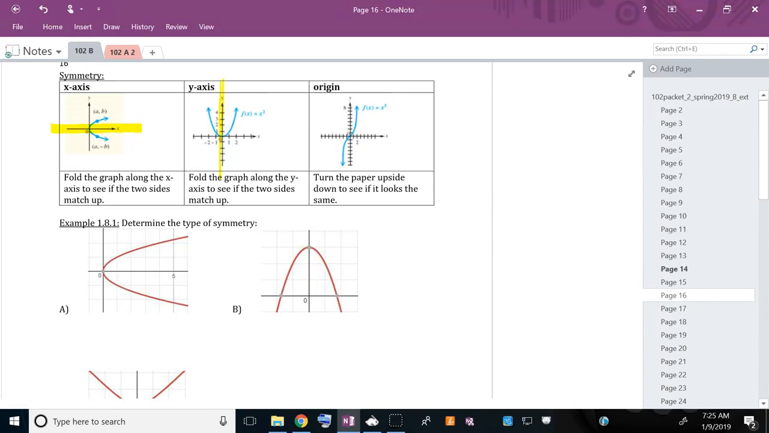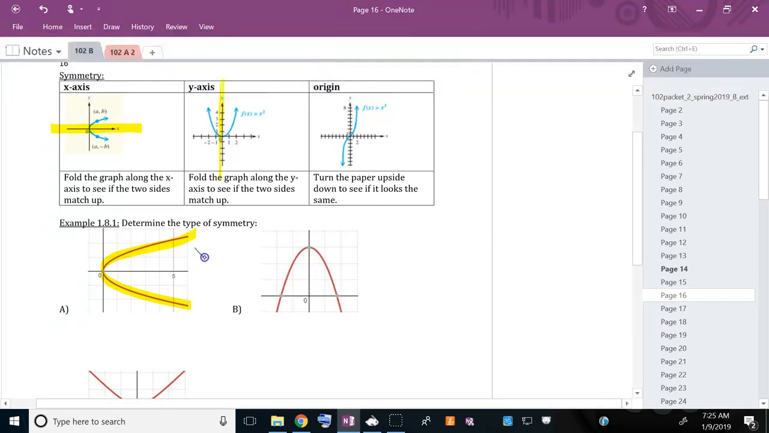This one, we're going to turn the paper or graphing calculator completely upside down. And once again, if it looks the same upside down, then it has that type of symmetry. All right, so let's look at our first graph. So here is my picture.